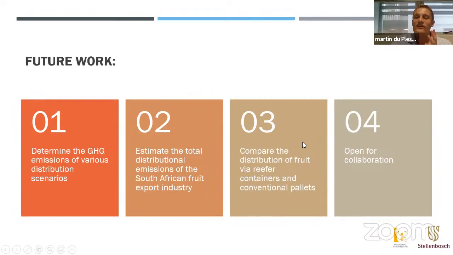So how does exporting fruit from an emission perspective in containers versus conventional export via pallets compare? Isn't it better to just export the fruit from a carbon perspective in terms of pallets throughout my distribution process? So that's another article that we're attempting to do or envisage to do. And yeah, we're open for collaboration or potentially other types of projects.